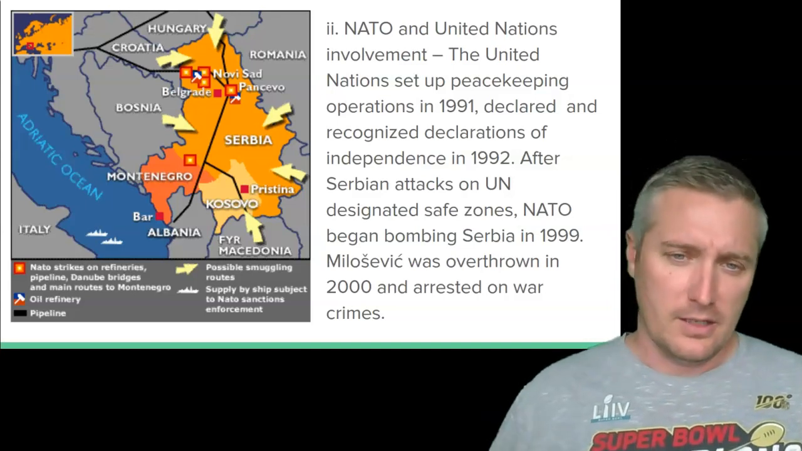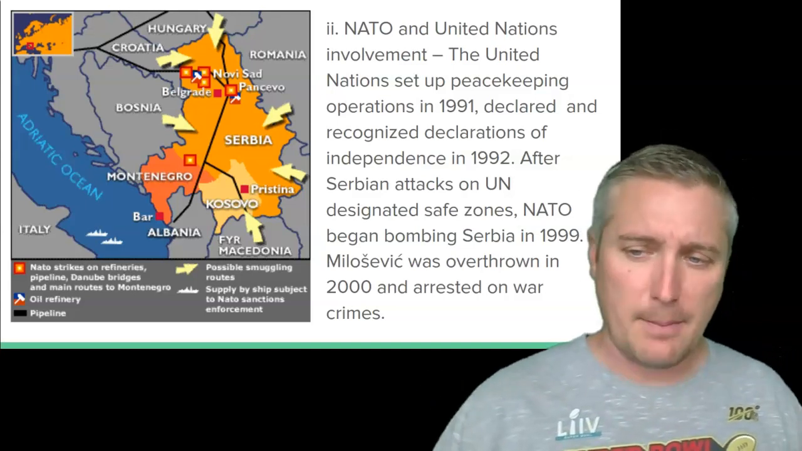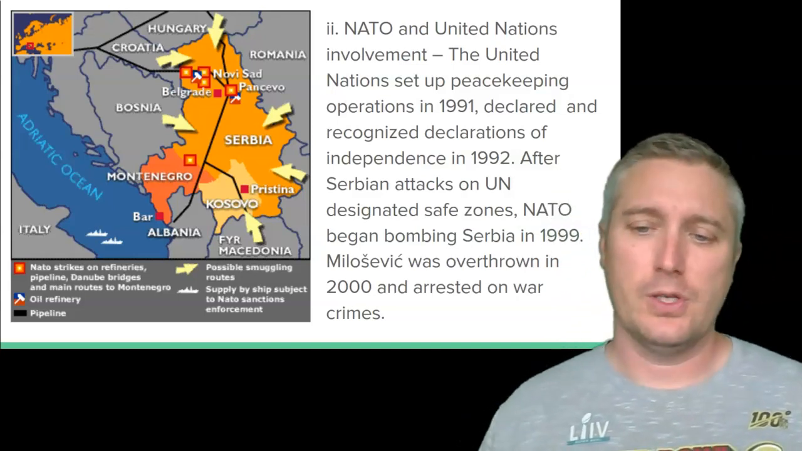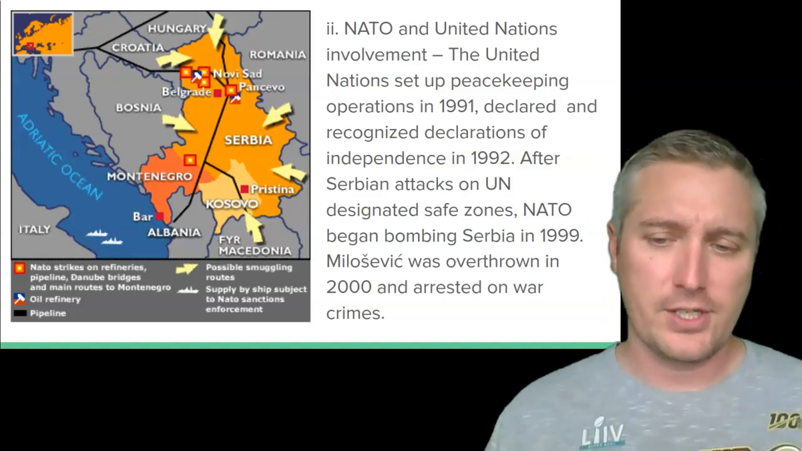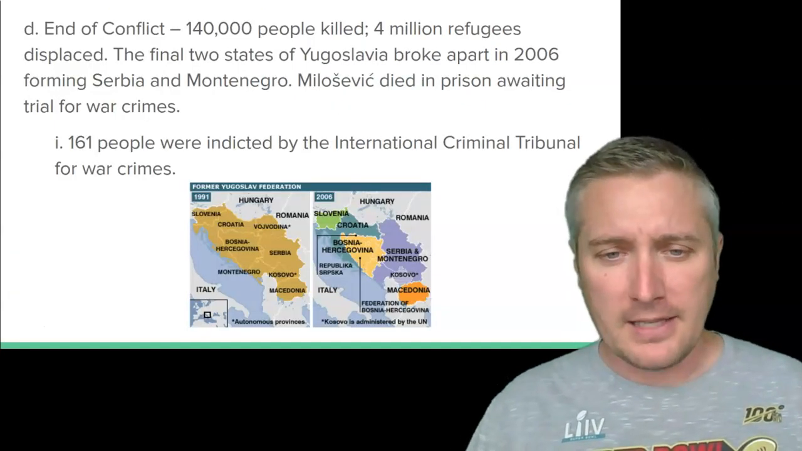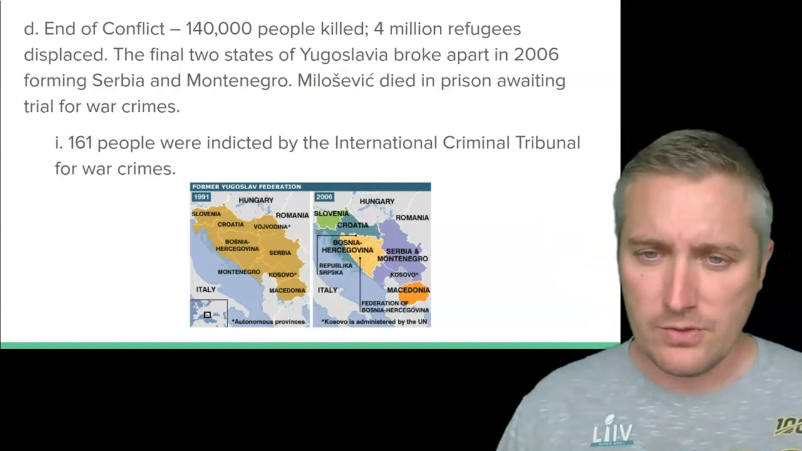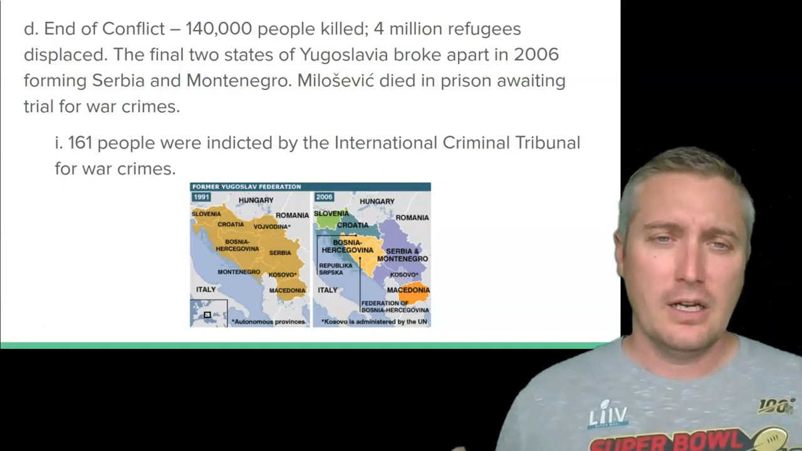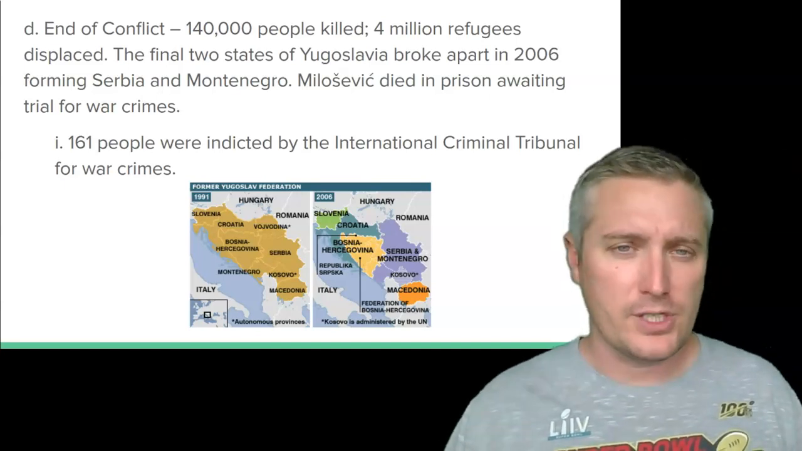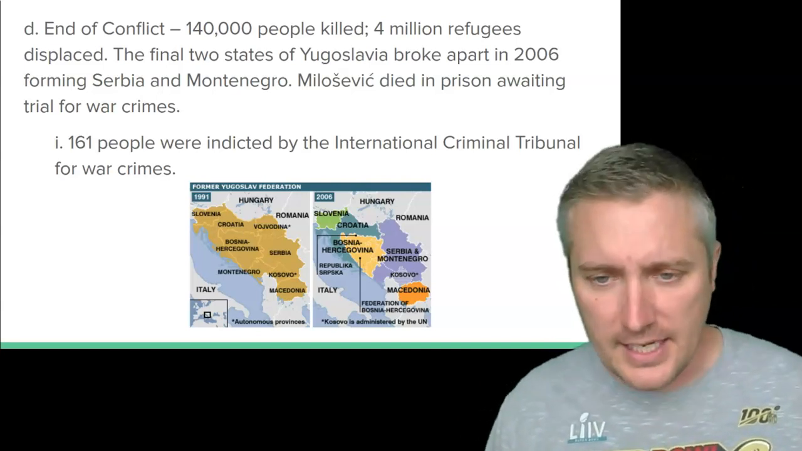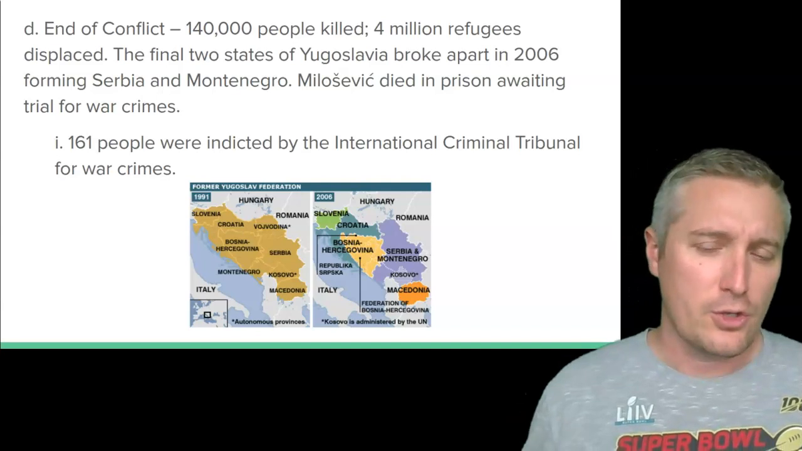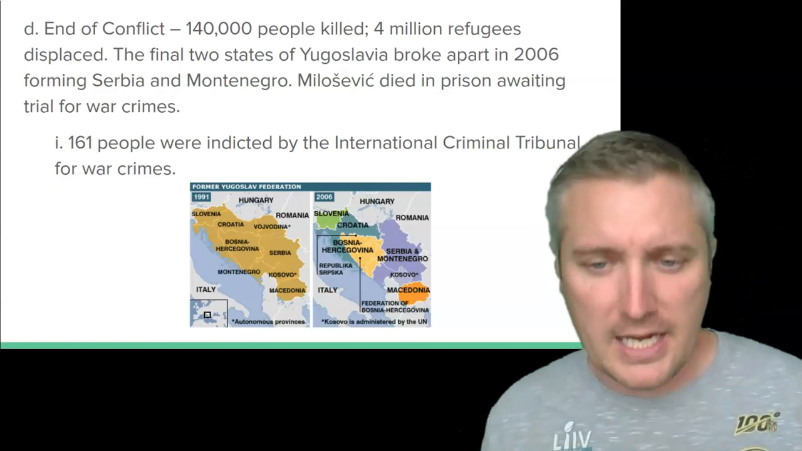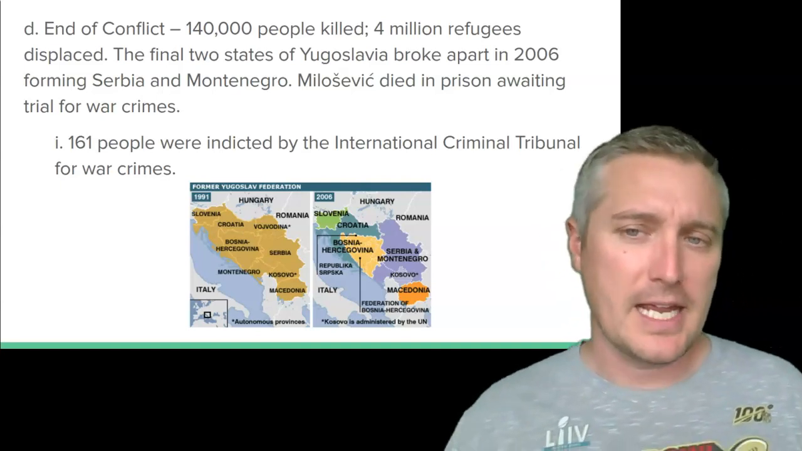Basically, they're attacking Serbia to try and get them to stop the bombing. Milosevic would stay in power, though, until 2000, where he was overthrown and eventually arrested on war crimes. By the time you get to the end of the conflict, around 2000, 2001, all told, there are about 140,000 people killed in this phase, 4 million refugees displaced. And in 2006, we're getting into some recent history here, you had the final two break off of Serbia, forming the actual state of Serbia, but then also the state of Montenegro.